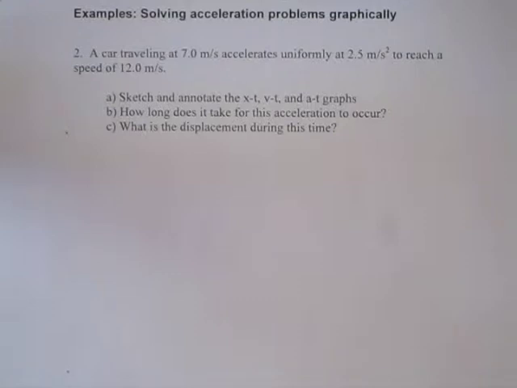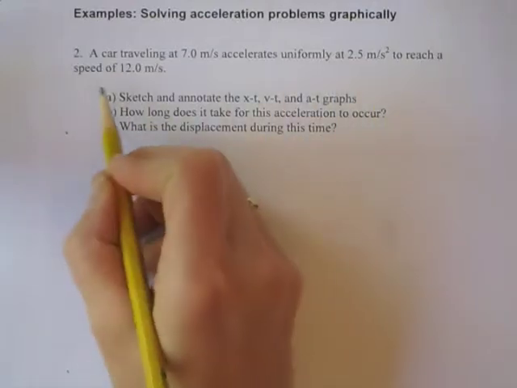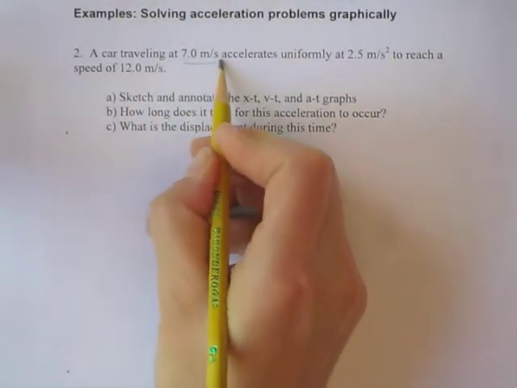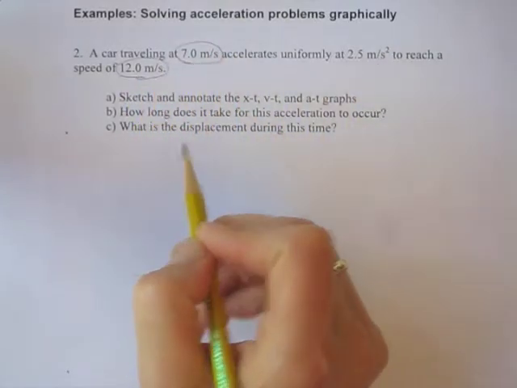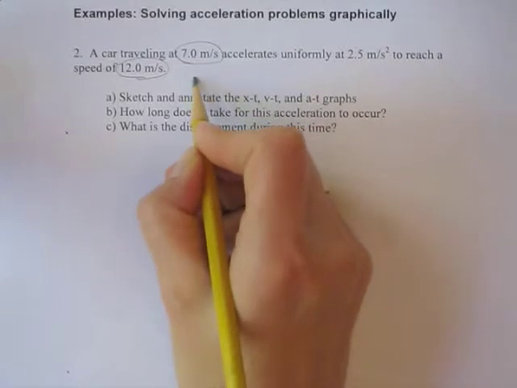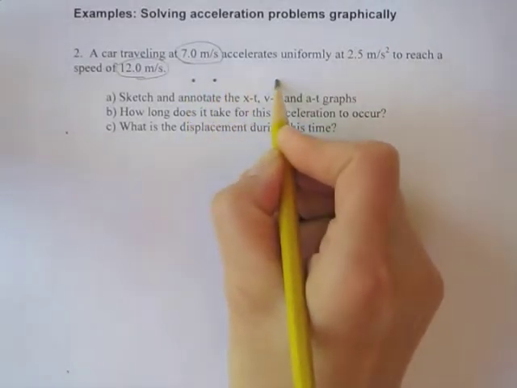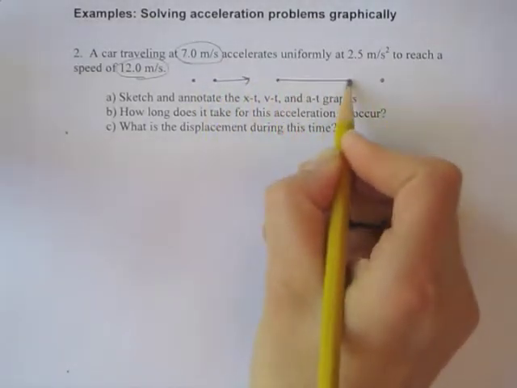Our second example has a car traveling at 7 meters per second, accelerating uniformly at 2.5 meters per second squared to reach a speed of 12 meters per second. And this is probably a velocity. It doesn't give a direction, so I'm going to choose the positive direction. So it's speeding up.